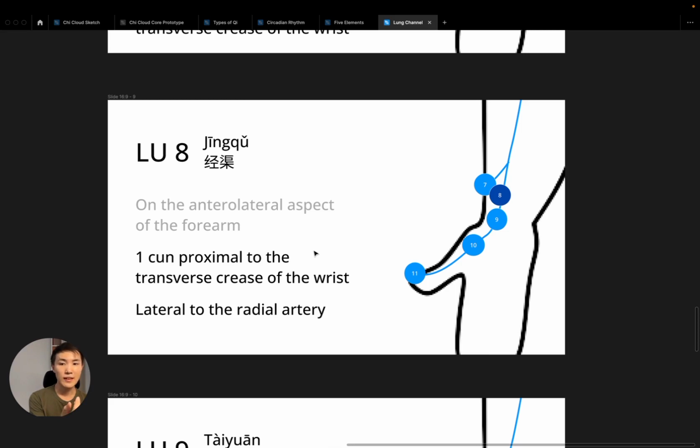And once you find where that radial artery throbs, you're going to go just a bit laterally, so towards the radial side of that radial artery, so that when you puncture the acupuncture needle, it doesn't enter the radial artery.